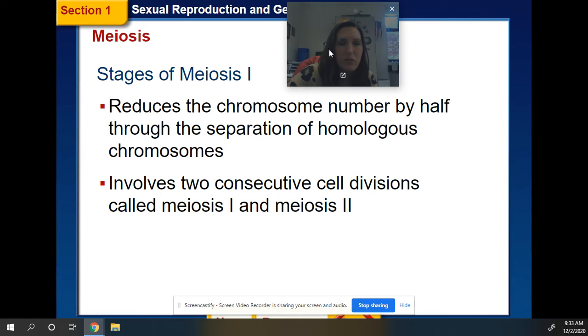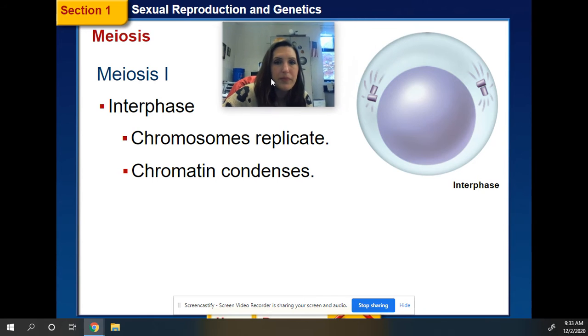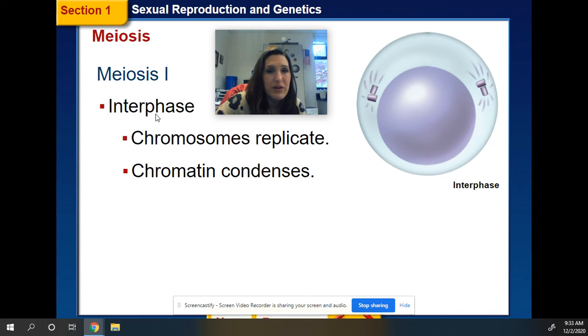All right, stages of meiosis 1. We reduce the number of chromosomes by half through separation of homologous chromosomes. All right, it involves 2 consecutive divisions, meiosis 1 and meiosis 2. All right, first of all, we have interphase. So our cell's just being a cell. It's growing, it's preparing to divide. It also does a very special S phase. What happens in the S phase? Do you remember? It should tell you the DNA synthesizes and doubles.